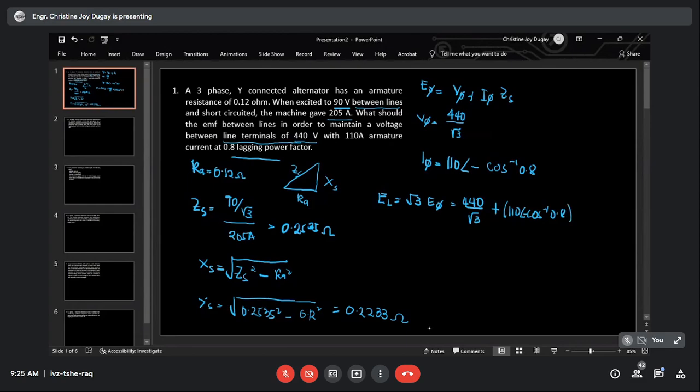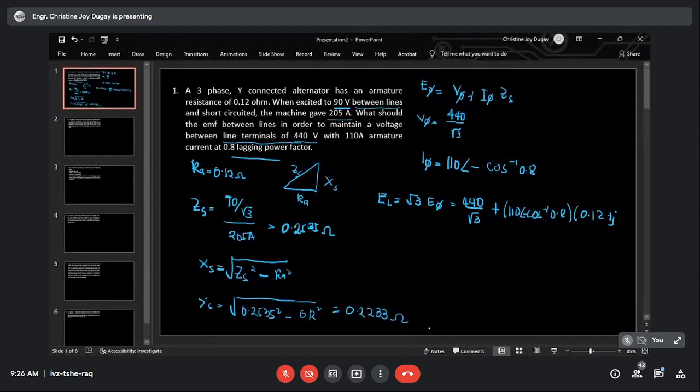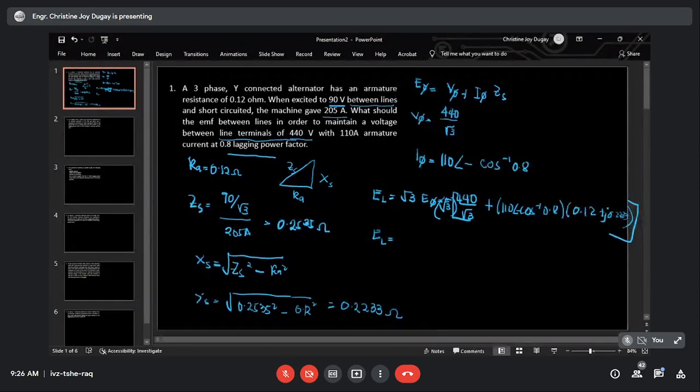Then multiply nyo sa value ni ZS po natin, XS po natin, gamitin nyo si RA, which is 0.12 plus j 0.2233. So yan na, equal na lang ninyo. So E-line ngayon, makahanap na ninyo. Then multiply it by square root of 3. Huwag ninyong kakalimutan si square root of 3 dito sa una. So that is now the E-line.